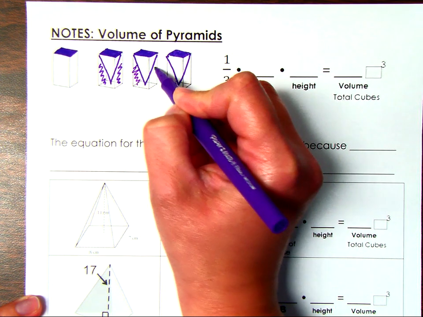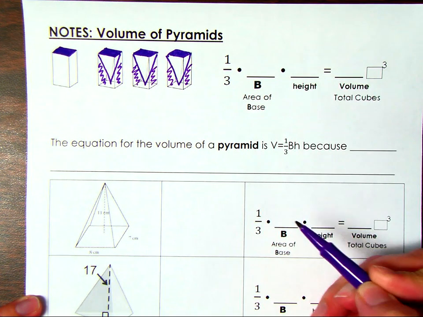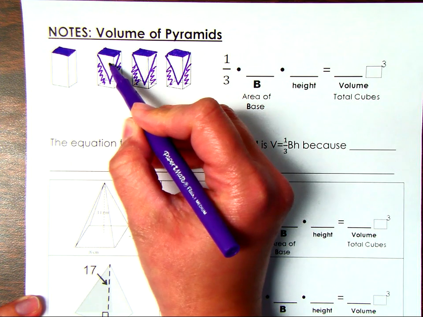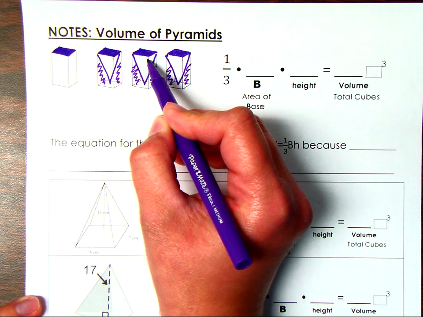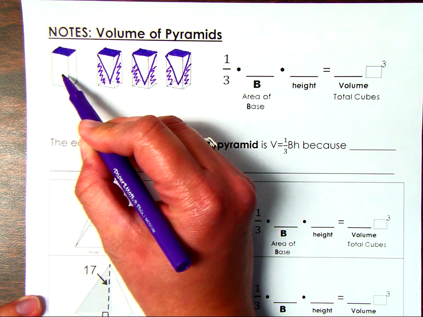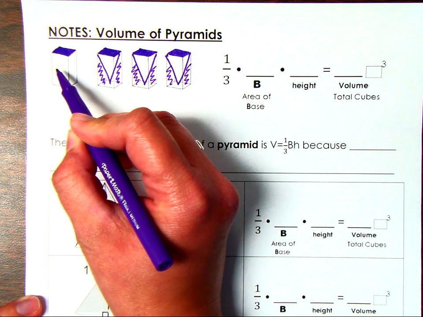So if you visualize it like this, thinking about what that video had, if you had water in this pyramid and poured it in, it would take 1/3 of the way. If you take a second, it would take 2/3 of the way, and then a third pyramid to fill that prism up all the way.